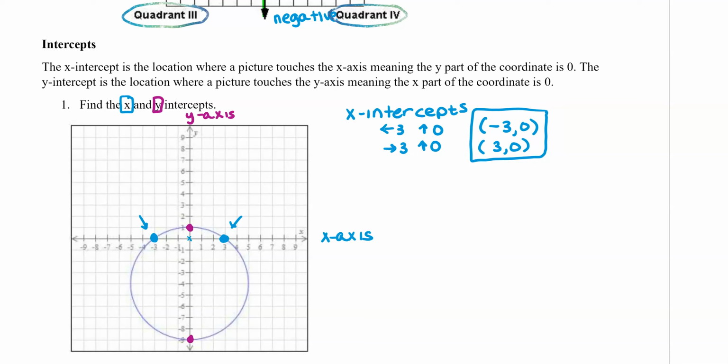So let's find the coordinates for that. Again, think about starting right at the origin. If I want to get to that top point, I'm going to go up 1. So let me write that down. We're going to go up 1, but we're not moving left or right at all. So we're going right 0. Now remember, you always put the left or right first.